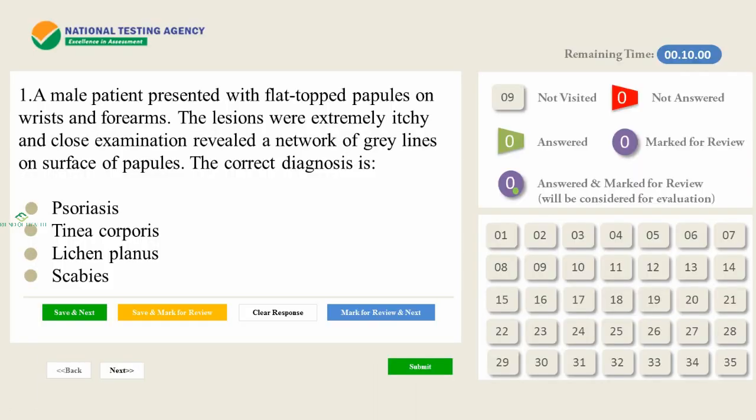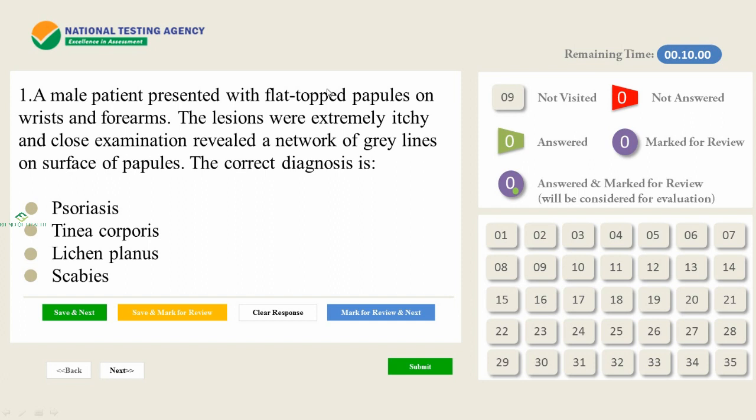So the first question was, a male patient presented with flat-topped papules on wrists and forearm. The lesions were extremely itchy and close examination revealed a network of grey lines on surface of papules. The correct diagnosis is, so psoriasis, tinea corporis, lichen planus, scabies are there in the answer.